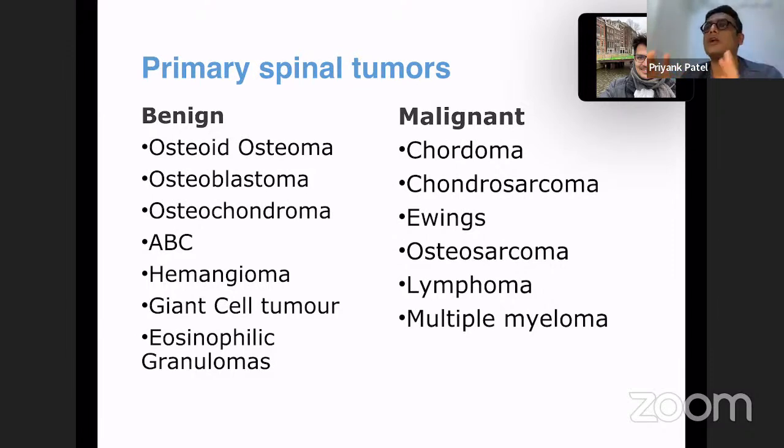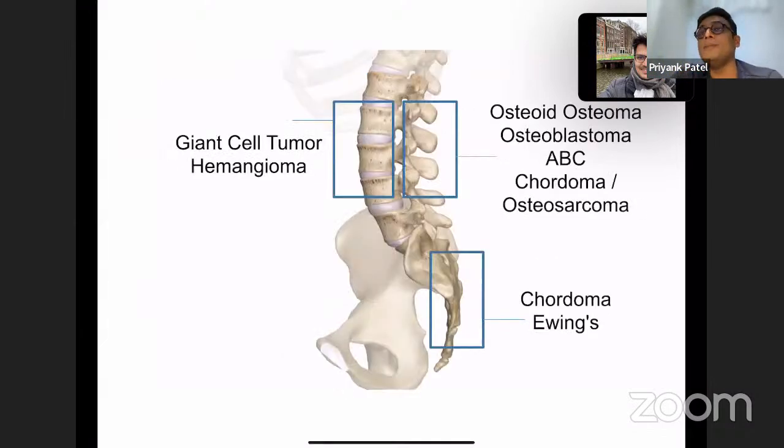So immediately you're going to get a differential diagnosis of benign, what all can be the possibilities, and malignant, what all can be the possibilities, and then you start removing one after the other. This slide will give you a brief idea about the groups of tumors. So you have the anterior lot, the posterior lot, and the end of the spine.